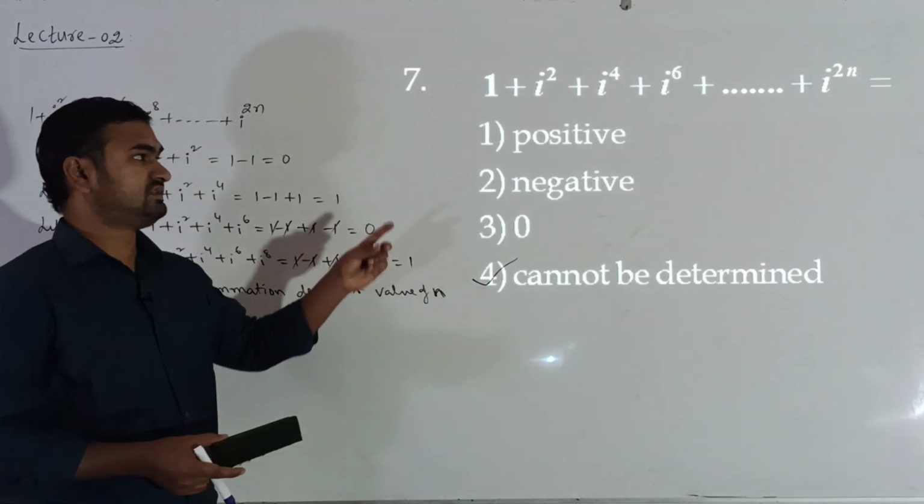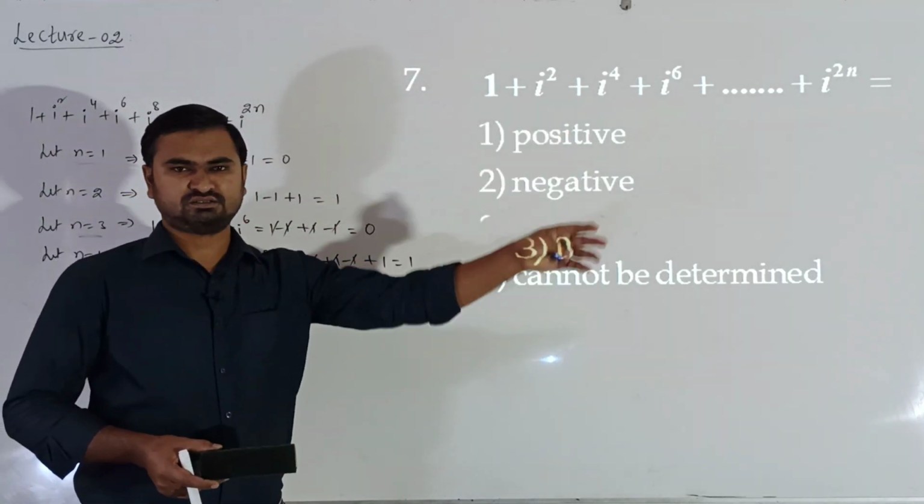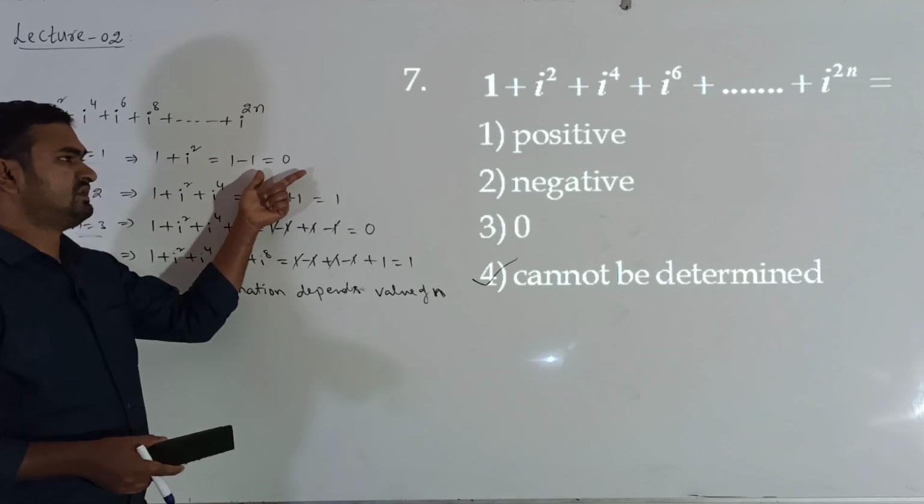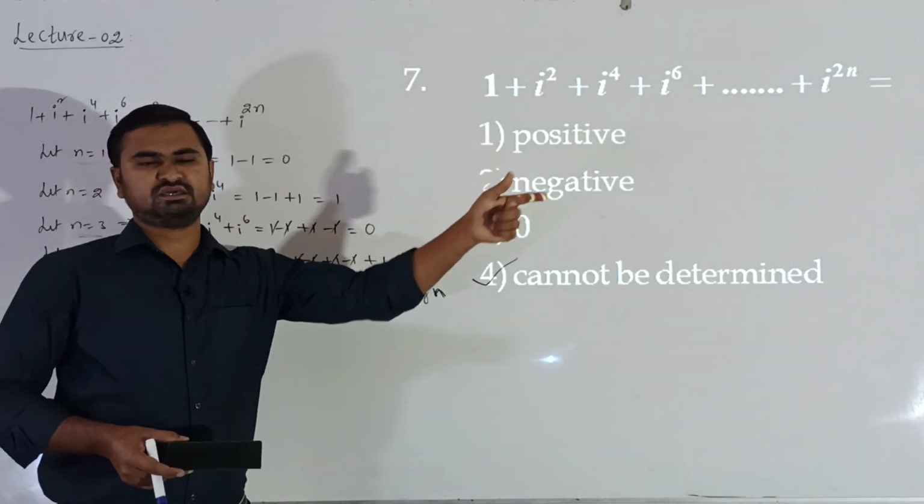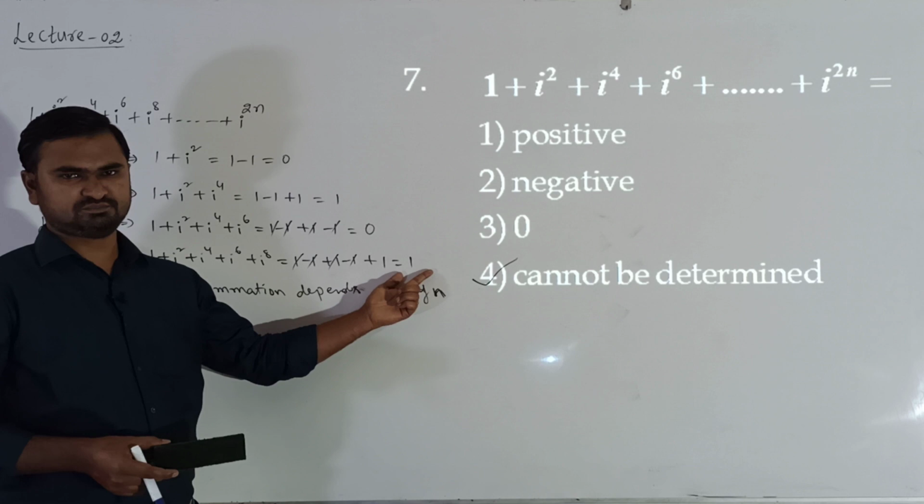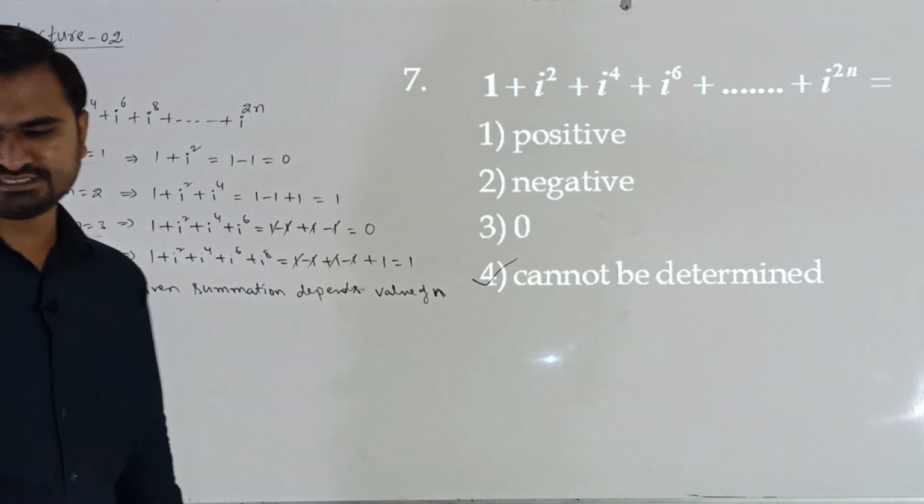Okay. So if it is given that the summation is when n is odd, the answer will be 0. If it is given that the summation is when n is even, the answer will be plus 1. Okay. Next.